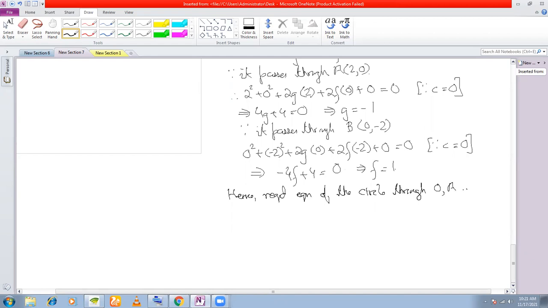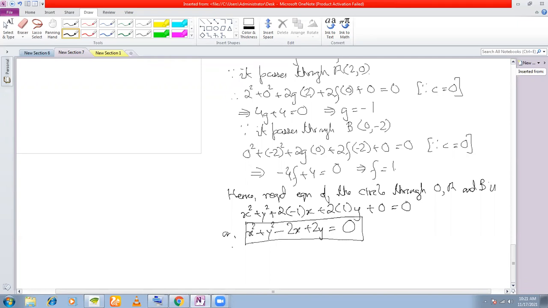O, A and B is x square plus y square plus 2gx plus 2fy plus c is equal to 0, or x square plus y square minus 2x plus 2y is equal to 0. See that the final equation that we have got, this is the answer.